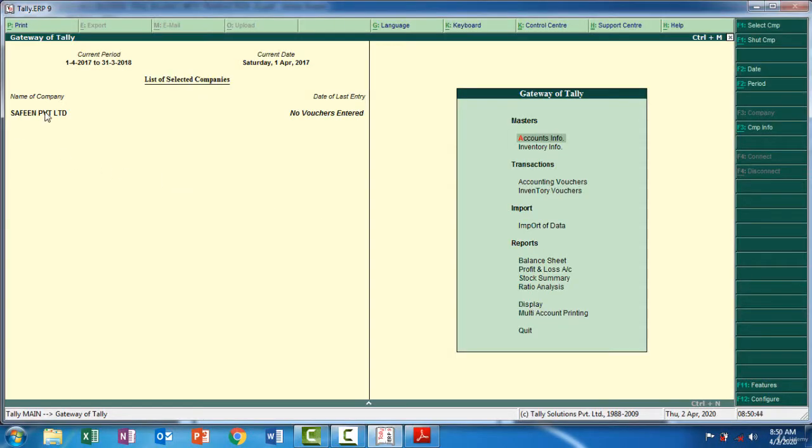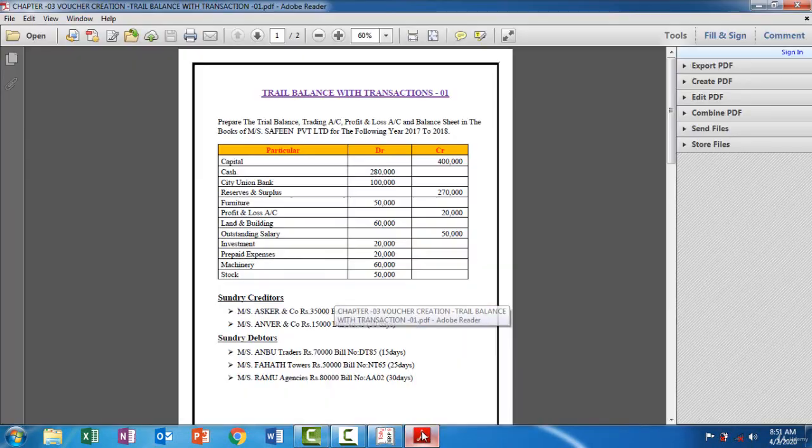I have already created the Safin Private Limited company. The current period is 1st April 2017 to 31st March 2018, and the current date is Saturday 1st April 2017. So there is no voucher entry. I didn't put any voucher entry into this company. It's a new company. So first I'm going to create the ledgers for the opening balance.